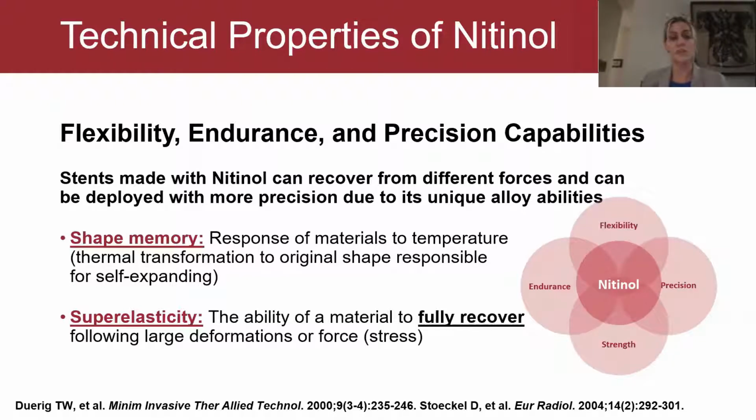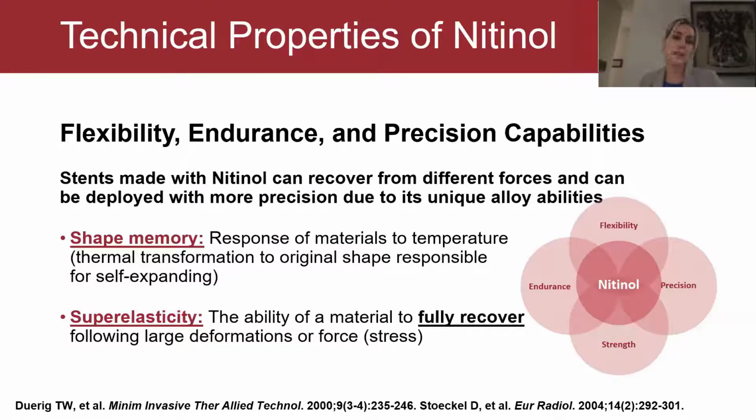The first is shape memory. So this is a response of materials to temperature, the ability for it to remember its shape at a certain temperature. This allows us to have a self-expanding stent because you can cool it, pack it into your sheath, and then when it's delivered, it expands to the size and shape that it's supposed to be.